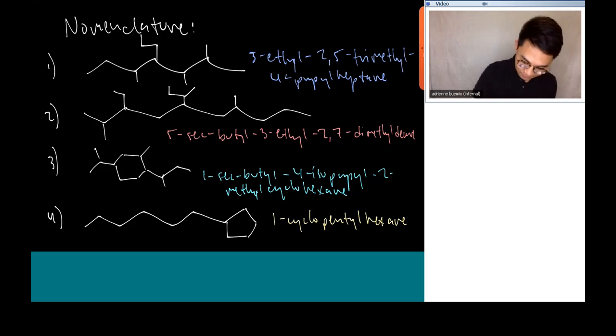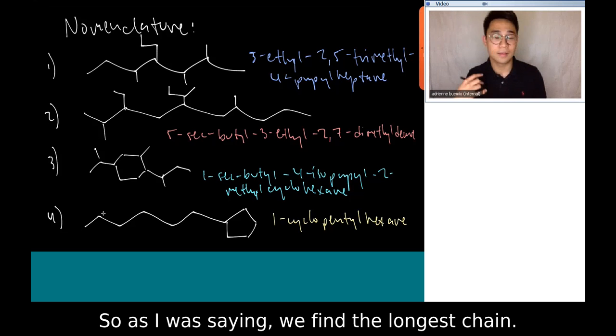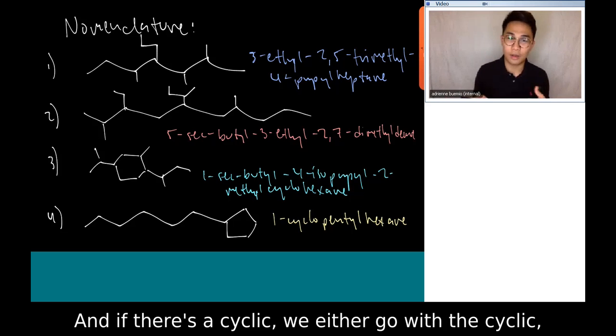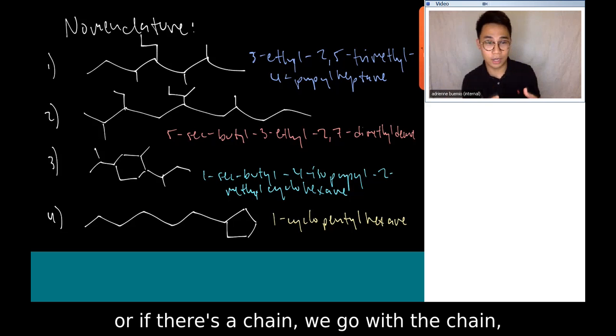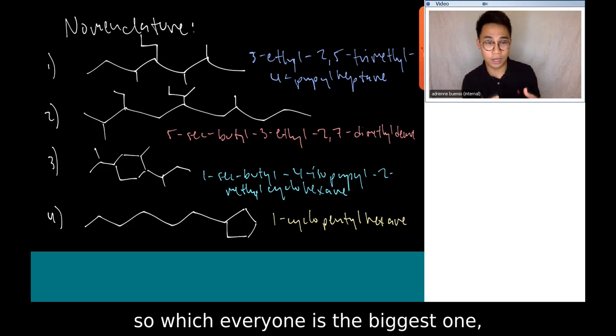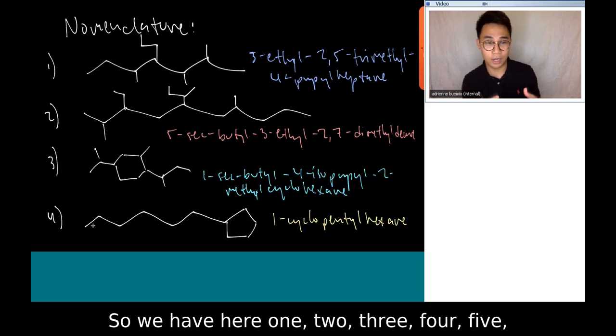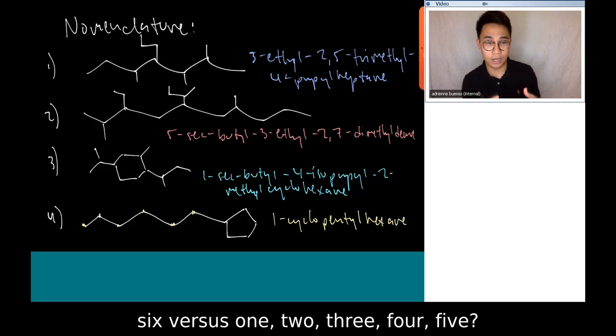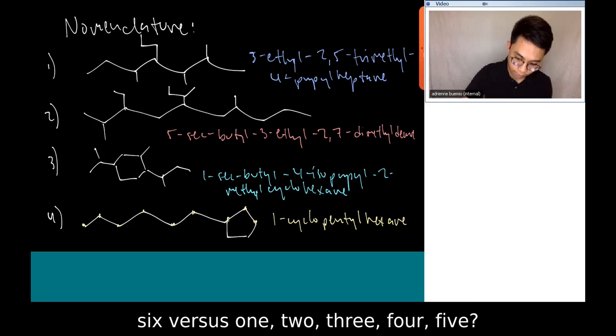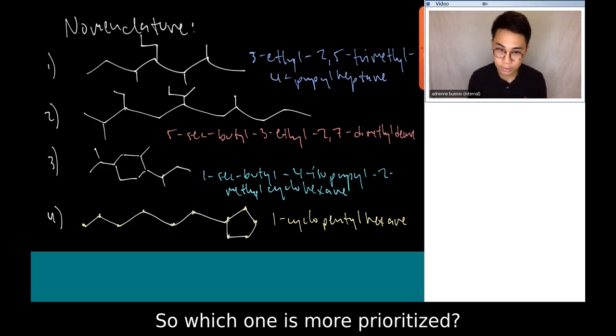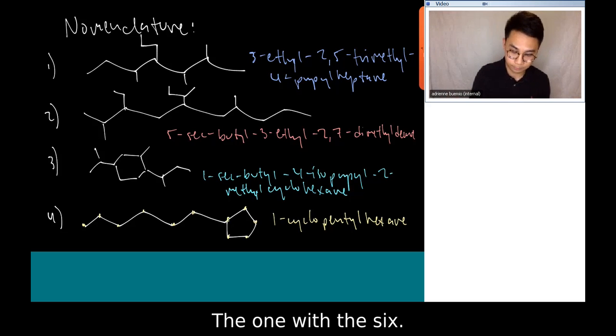Okay, sorry about that. So as I was saying, we find the longest chain, and if there's a cyclic, we either go with the cyclic, or if there's a chain, we go with the chain. So whichever one is the biggest one is the longest continuous chain. So we have here 1, 2, 3, 4, 5, 6 versus 1, 2, 3, 4, 5. So which one is more prioritized? The one with the six, right?